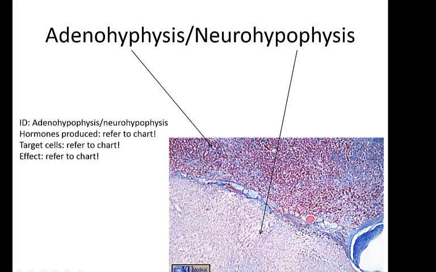Another hormone would be thyroid stimulating hormone, and the target cell for thyroid stimulating hormone would be the thyroid, and the effect would be to stimulate the release of thyroid hormone. Another hormone would be adrenocorticotropic hormone. The target cell of adrenocorticotropic hormone would be the adrenal cortex, and the effect would be the release of corticosteroid hormones.